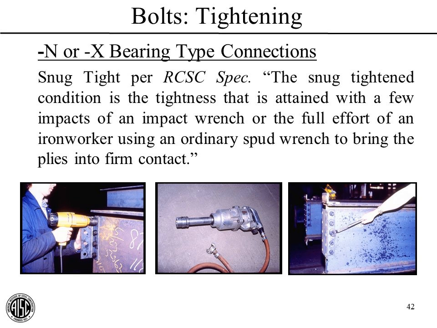Okay, let's talk about bolt tightening. For bearing type connections, it's pretty simple. We just need to have the tightening to a snug tight condition. Per the RCSC spec, this means the tightness that's attained with a few impacts of an impact wrench, like one of these, or the full effort of an ironworker using an ordinary spud wrench, sort of like this picture, although I think he could push harder than that if he got over it a little more and pushed down. But in any case, the idea here is to bring the plies into firm contact. And that's all we must do for bearing type connections.